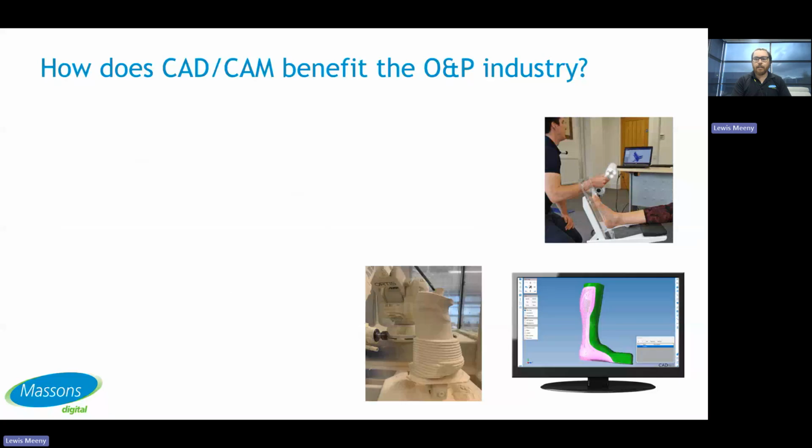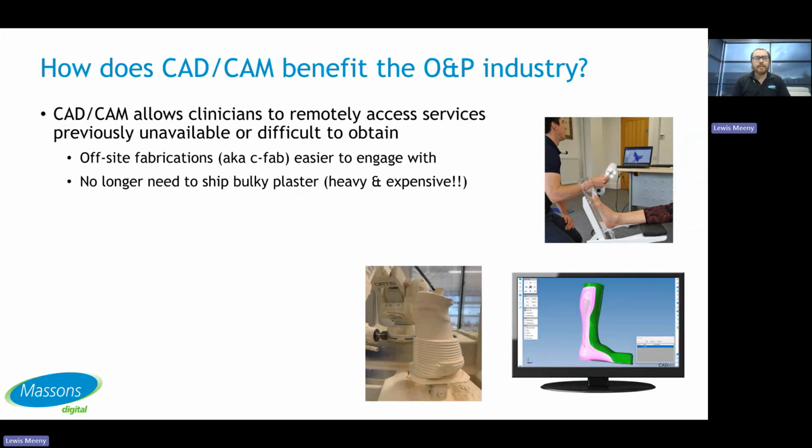How does it really benefit our industry? Well, aside from the time factor, one thing that's really useful is that it lets you access services that might have been difficult to engage with in the past. So things like CFAB are a lot easier to engage with if you can send a scan rather than having to ship a lot of plaster, which is heavy, expensive. I couldn't tell you how many times I've opened up shipped plaster and just seen it smashed. So CAD/CAM makes it a lot easier to engage with these kinds of services.